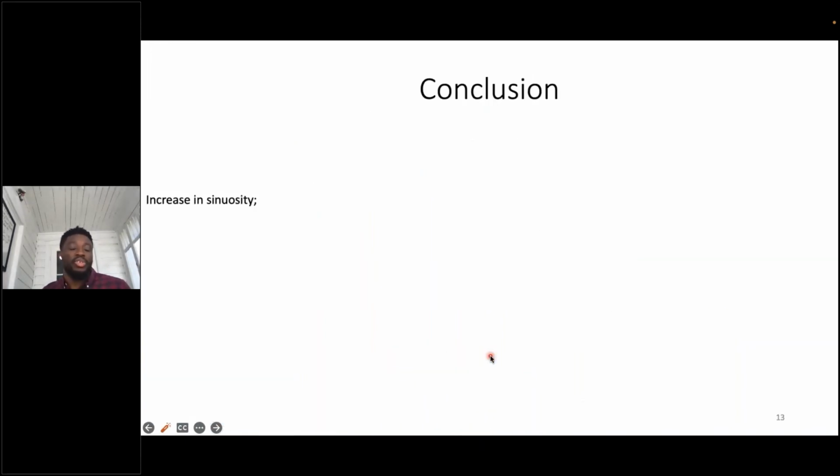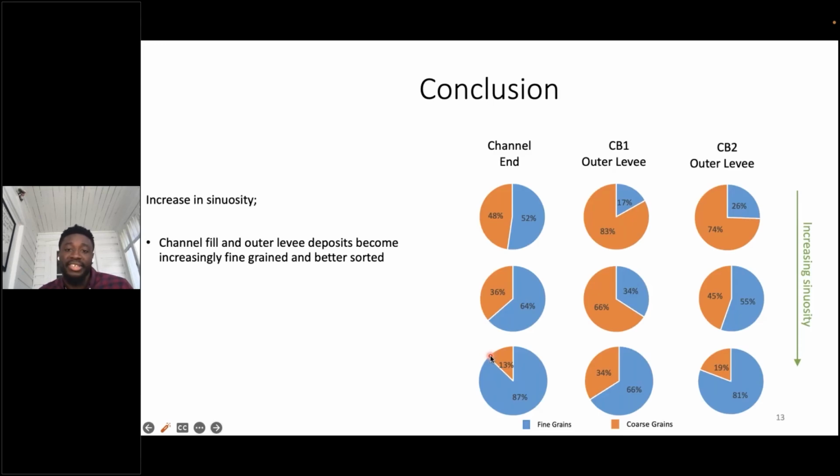So this brings us to our conclusion with our preliminary results, because we still have other results that we are processing. But from the trend we have seen, channel fill and outer levee deposits become increasingly fine-grained, and they get better sorted. If you look at the channel end deposit, as the sinuosity increases downward, they get dominated by fine-grained sediments and are better sorted, for the channel end deposit, the outer levee deposit at channel bend 1, and even the more distal outer levee deposits.